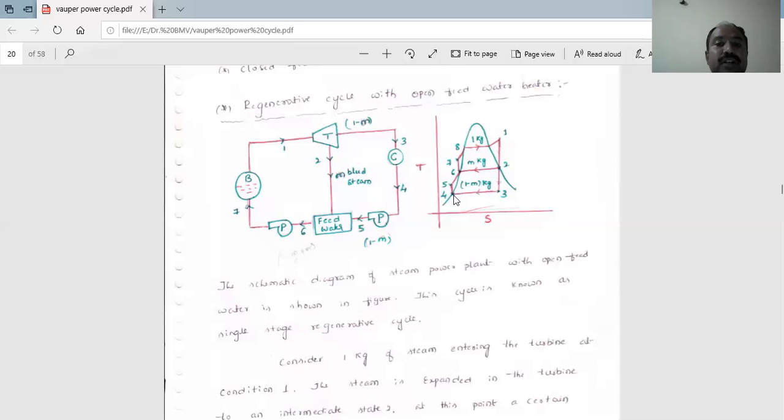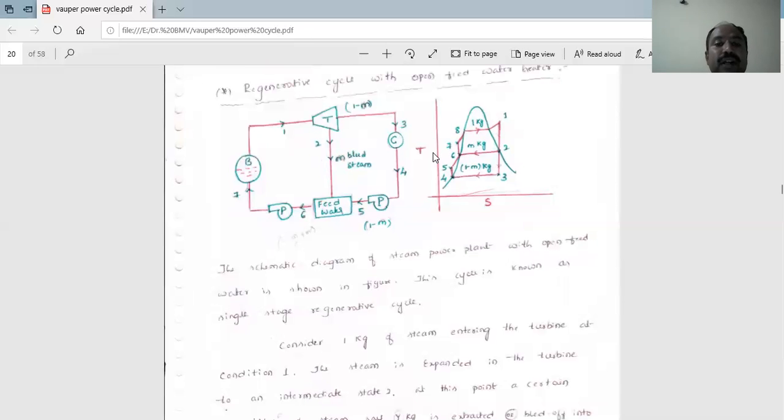At stage 4, it becomes condensed fluid. Then it is pumped once again to the feed water heater. Here, the liquid from the feed water heater enters the boiler again, such that this is the working cycle existing in the regenerative cycle with open feed water heater.